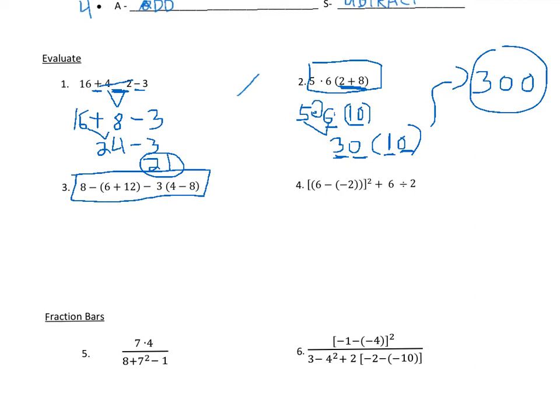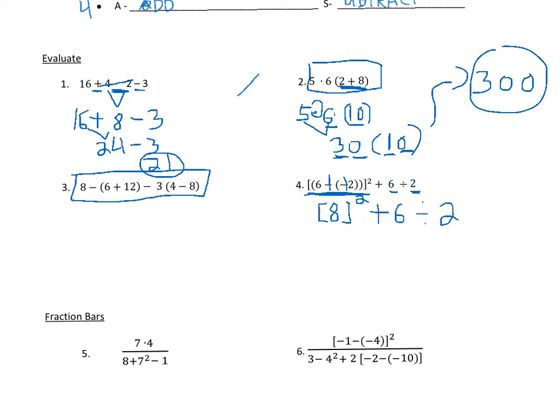Okay, let's look at number 4. Now again, what should stand out are these grouping symbols. So let's take care of this first. I literally could ignore this plus 6 and this divided by 2. Let's just focus on what's inside the grouping symbol. Now if I look at this, 6 minus negative 2, well, this is add a line, change a sign, if you subtract a negative. So this becomes 6 plus 2. So on the inside, we have 8 and this grouping symbol. We still have this squared, and then we have plus 6 divided by 2.